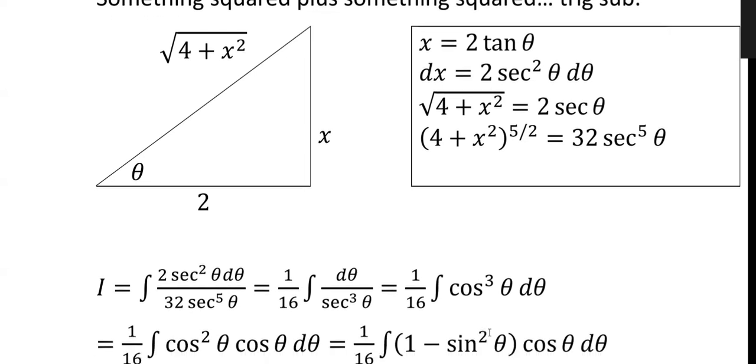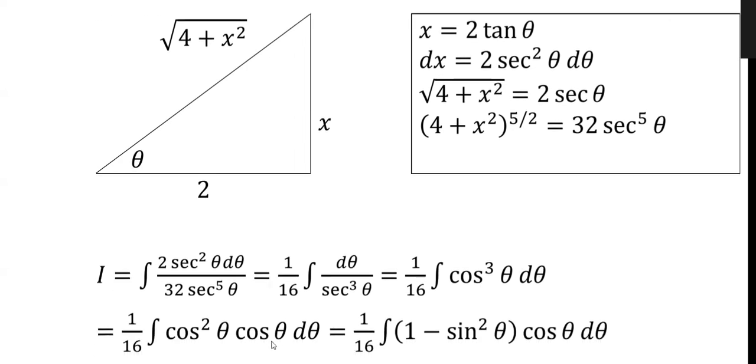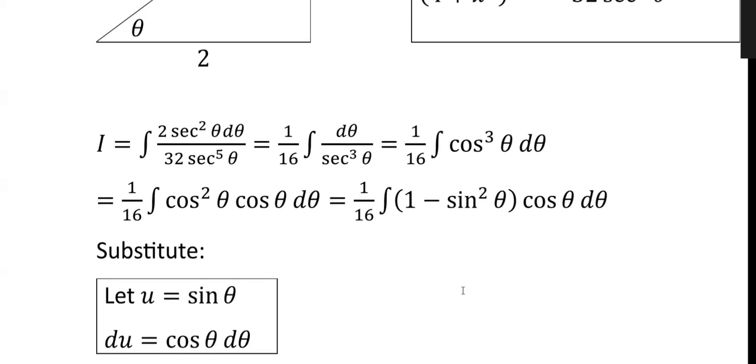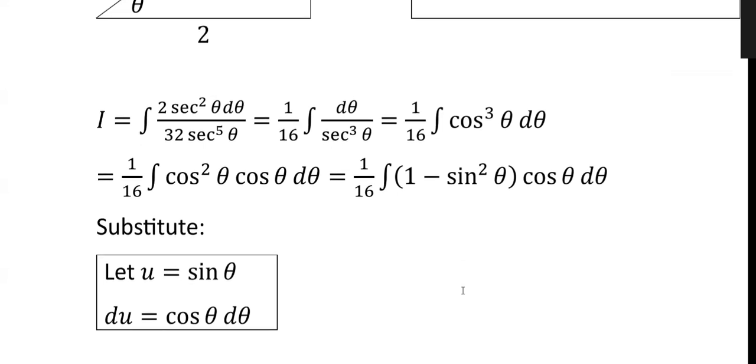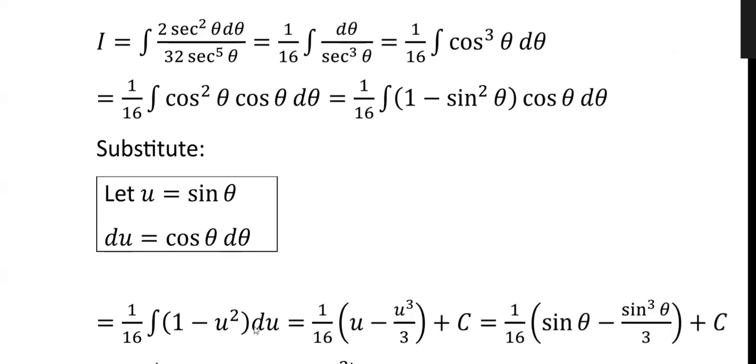Remember how we did it in the last problem even? We save one factor of cosine, and then we change this cosine squared to 1 minus sine squared so that we can let u be sine theta, du is cosine theta d theta. Now we substitute. So we get this over here. Power rule now. That's what happened right here. And then we back substitute twice.